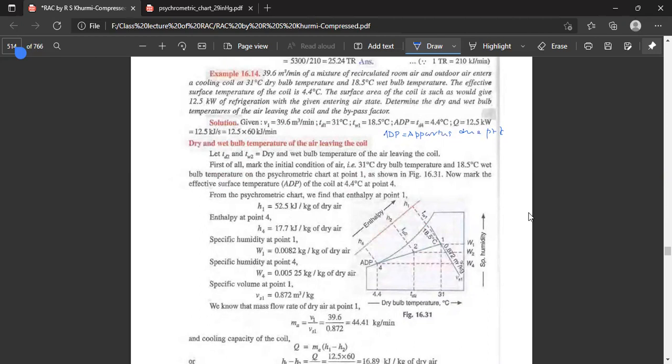First, mark the initial condition of the coil at 31 dry bulb temperature, this is here, and 18.5 wet bulb temperature, that is here. From the psychrometric chart, the effective surface temperature of the coil is 4.4 here, and H1 is given as 52.5. Enthalpy at point 4, the dry bulb temperature is as low as 17.4 here. The specific humidity at point 1 is W1 here, and at point 4 is W4 here. Specific volume at point 1 is available from the chart as VS1, 0.872 cubic meter. So the mass flow rate of dry air at point 1 is V1 divided by VS1, the specific volume, which is 39.6 divided by 0.872, equal to 44.41 kg per minute.